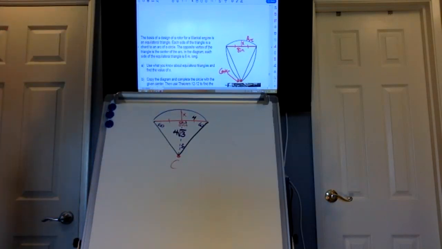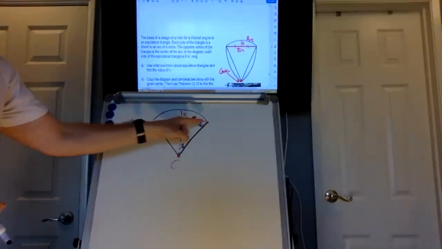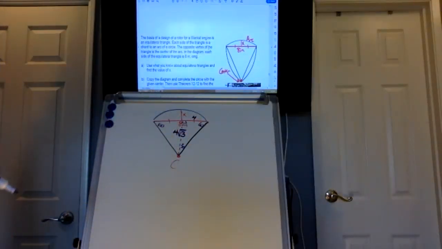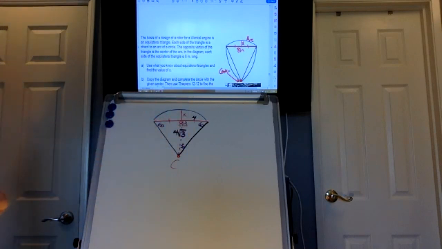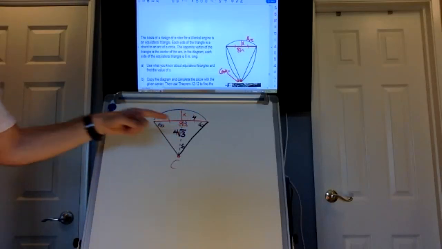How do you know that it's a 30-60-90? Because it was an equilateral triangle, and then you split it, right? That was our proof for our ratio. That's how we proved that the ratio was whatever that is times √3.